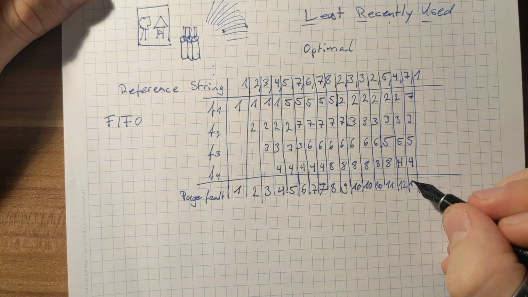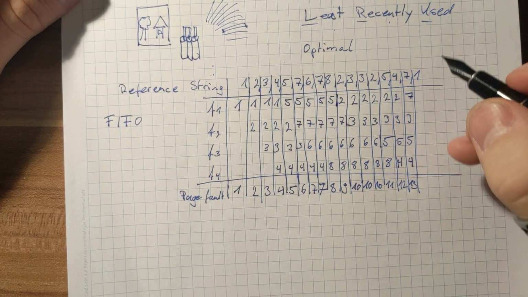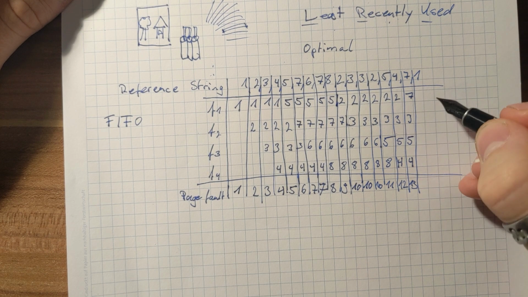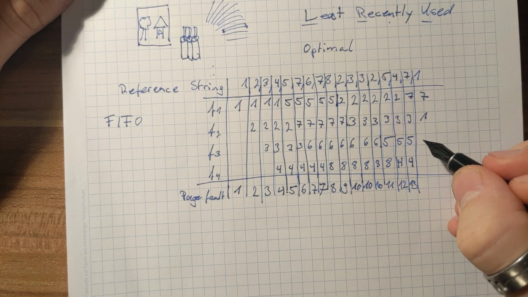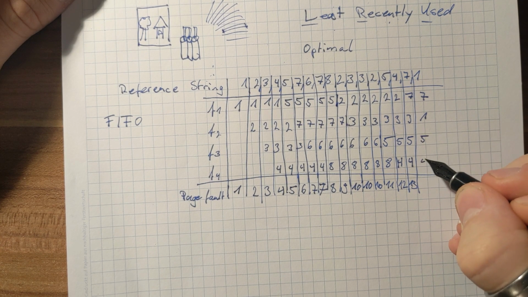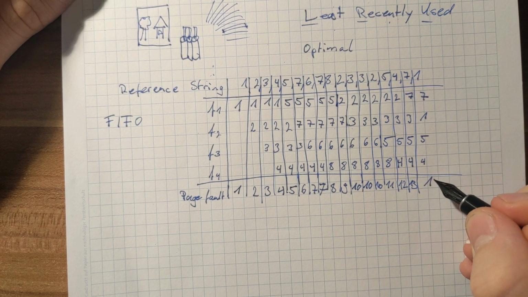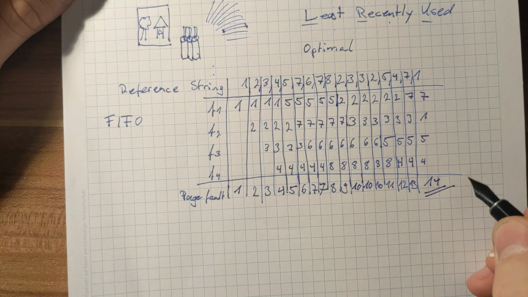4, 13, and we don't have 1. Now we replace the 3. And we end up with 14 page faults.